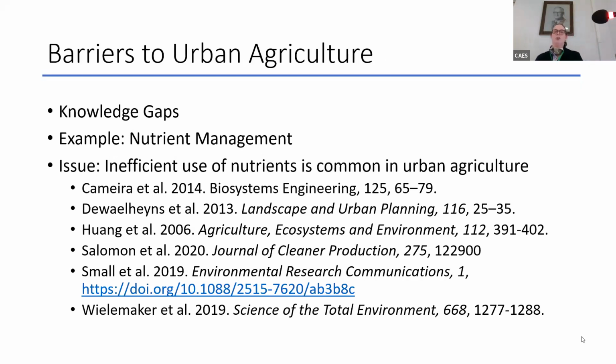Another barrier to urban agriculture are knowledge gaps. And that example of complete lack of instructions that could be followed for cut and come again on how to fertilize is a good example. And that ties in with the nutrient management issues that I've noticed over time in my research and interacting with urban farmers. And that is an inefficient use of nutrients in urban agriculture. And this has been shown in a variety of different places.